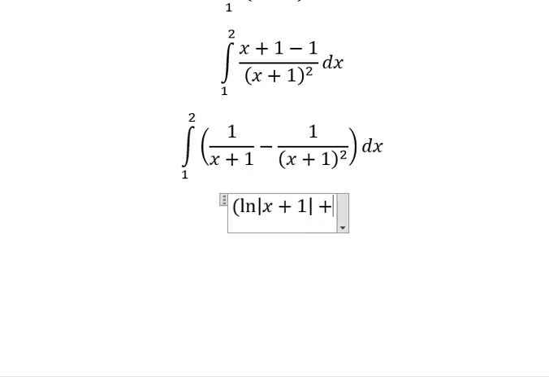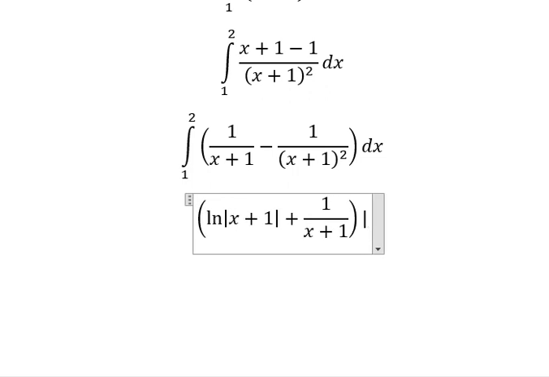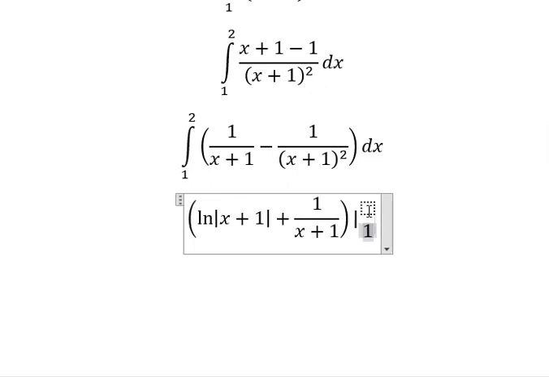So the integration of this one, we have ln of the absolute value of x plus 1. The next one we have 1/(x+1), and then we put the bounds from number 1 to number 2.